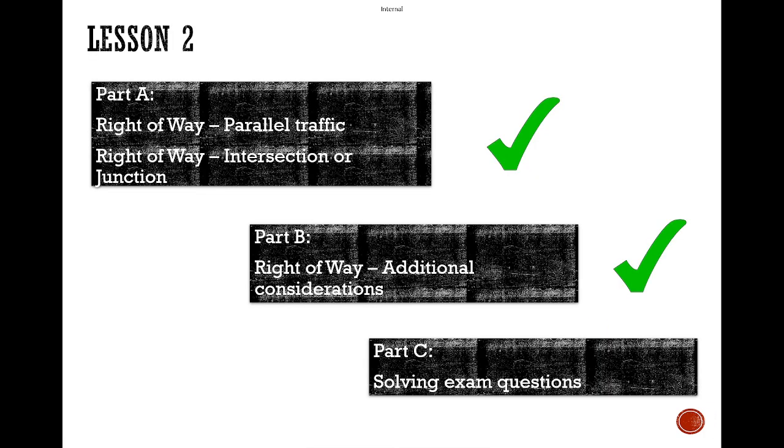So that's what I wanted to cover with lesson 2 part B, right of way additional considerations. Stay tuned for part C, where we'll solve most of the important exam questions with respect to right of way. Thank you so much for watching this video.